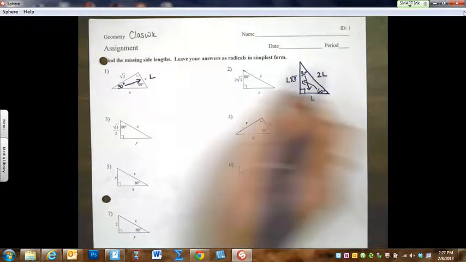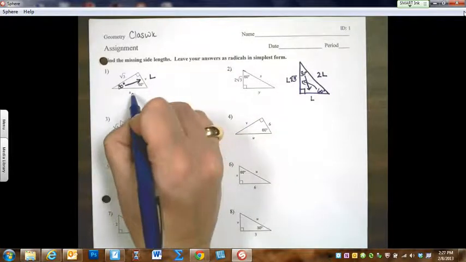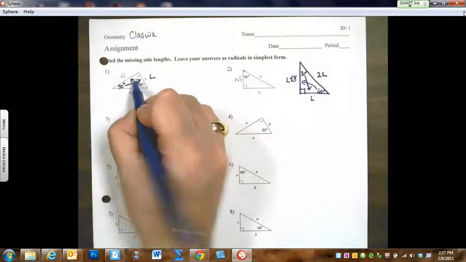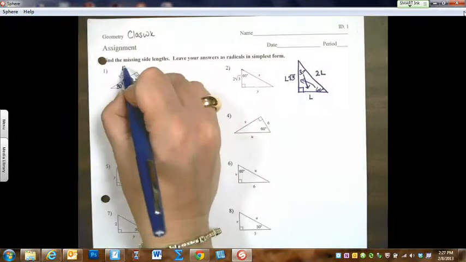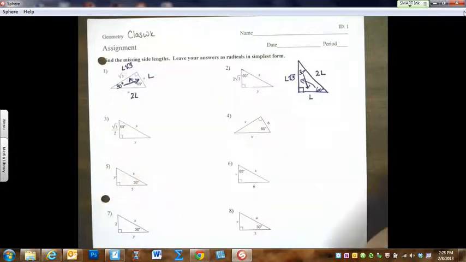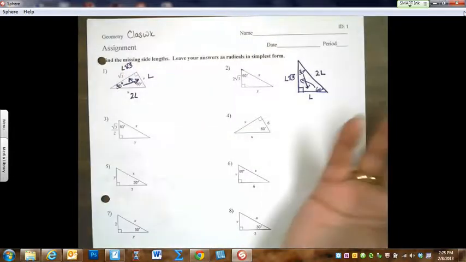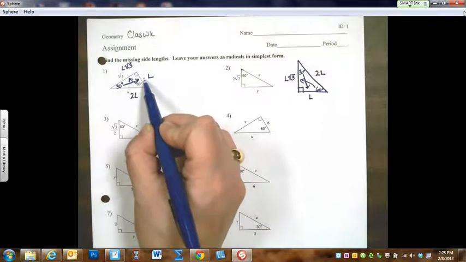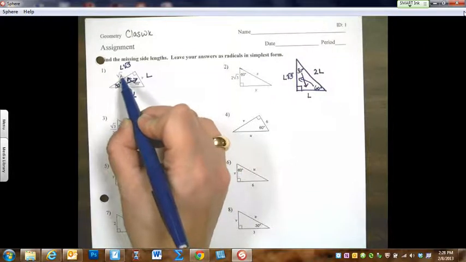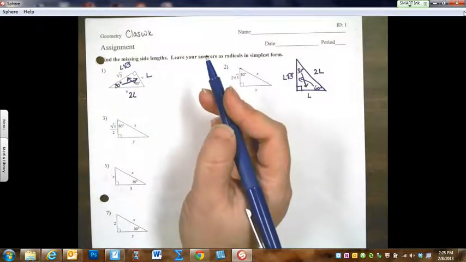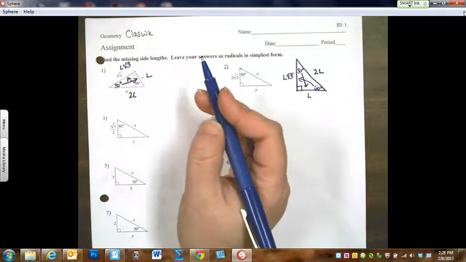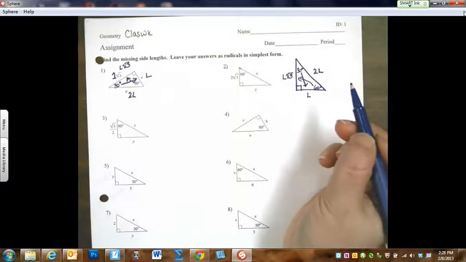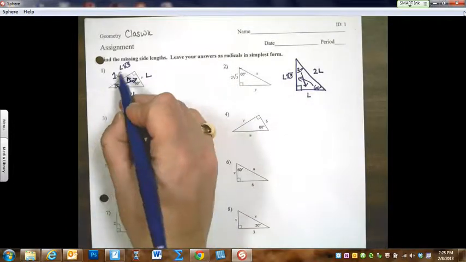My hypotenuse, which is across from the right angle, is 2 times my little leg. And the side across from the 60-degree angle is the little leg times the root of 3. Now, when I look at this problem, I notice I have a U here on the hypotenuse. I notice I have a V on the little leg. But over here on the longer leg, I just have the radical of 3. What number is in front of that? Well, isn't there a number 1 in front of that? Yes, there is. So that's my L.